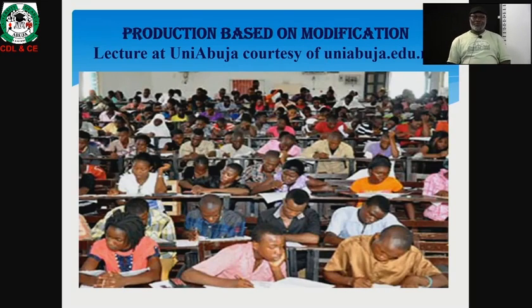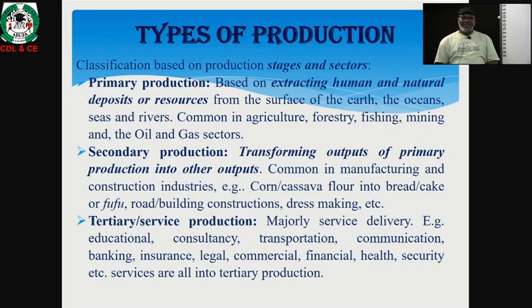Another type of production is that based on modification. The image you're seeing is a class session ongoing at the University of Abuja. This is modification. We're trying to improve on our students so that they become better persons when they graduate. Now we'll look at the types of production based on stages and sectors.